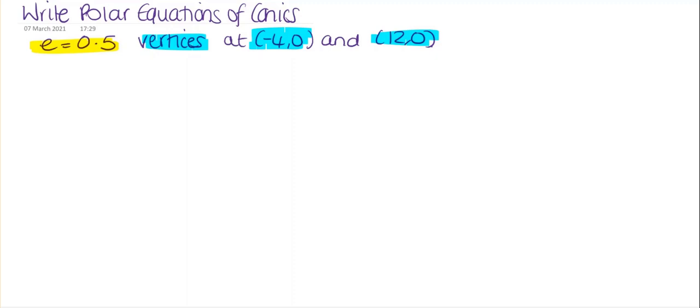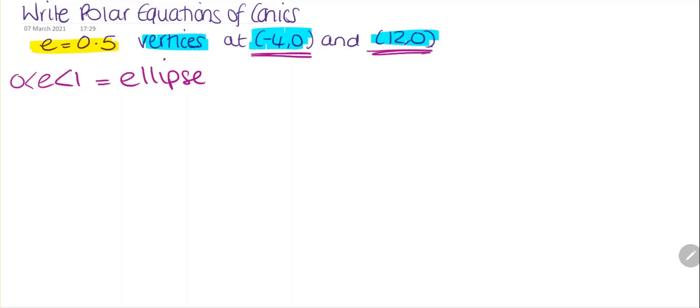Okay, write polar equations of conics. We're given an eccentricity of 0.5 and vertices at the points (-4, 0) and (12, 0). So what do we know? If we have an eccentricity that's greater than 0 and less than 1, then we know that our shape is going to be an ellipse. We're also given the vertices, which we know are on the x-axis because it's -4 and 0.